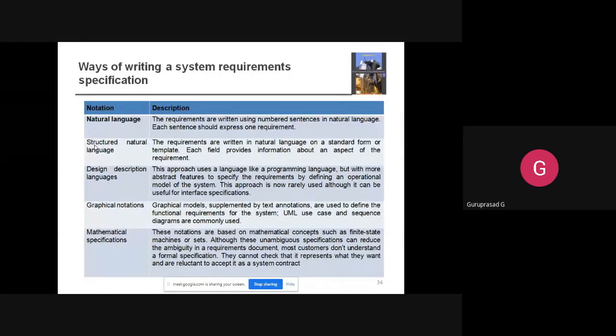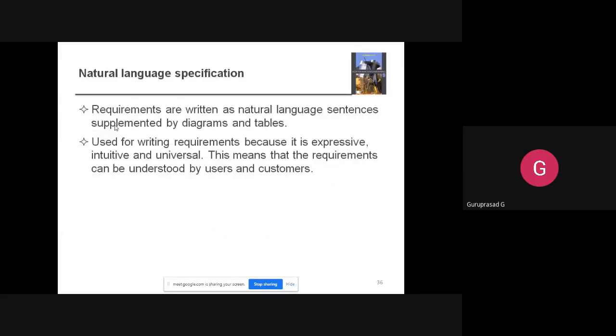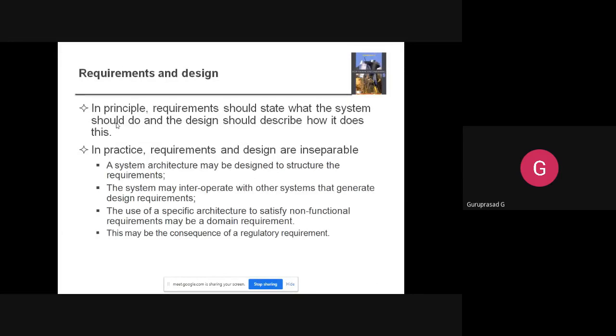Fine. Okay, after having studied this, let me move to the next topic. Natural language specification. Requirements should state what the system should do, and the design should describe how it does. Remember, requirements and design are two different phases but they are inseparable. Requirements will focus on what and design will focus on how.